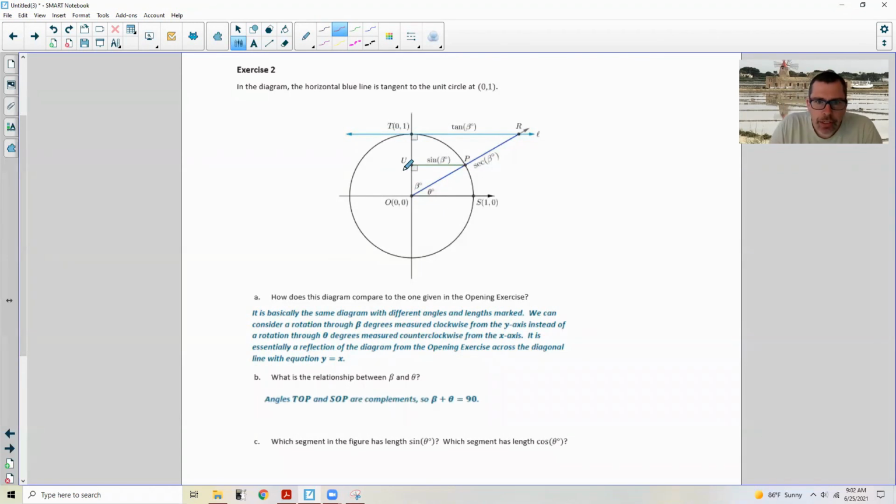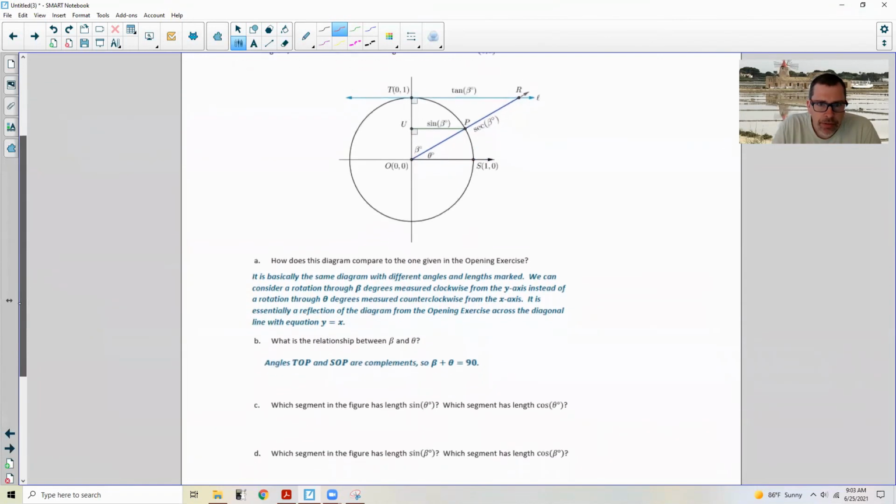Okay, so angle TOP, here's T. Angle TOP is beta, and angle SOP is theta, and SOP plus TOP equals TOS, and that's a 90-degree angle because it's a quarter of the circle. So we would say angles TOP and SOP are complements. So beta plus theta equals 90 degrees.